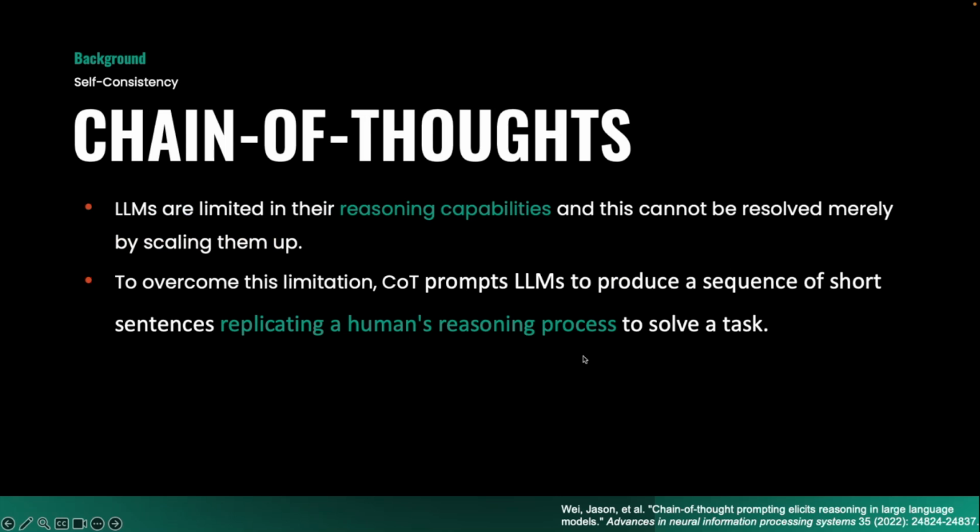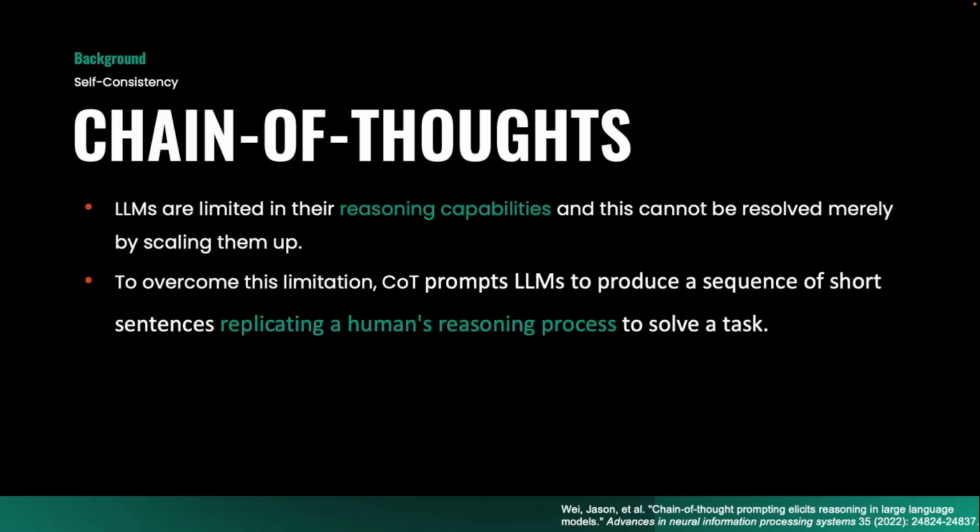Then the second main technology is self-consistency, but to introduce self-consistency, we have to look at chain of thought. The point of chain of thought, proposed in NeurIPS 2022, is that LLMs are limited in their reasoning capabilities, and we cannot simply scale up LLMs and solve this limitation. And one idea to overcome this limitation is chain of thought.